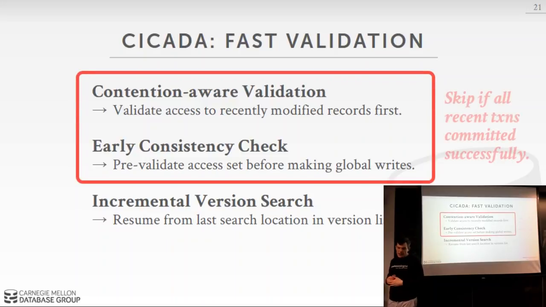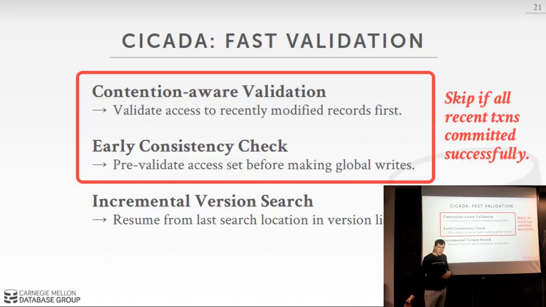All right, so the main idea here is that by being contention aware, if you know that your most recent transactions have committed successfully without having to abort and roll back, then you can skip these steps. And it still doesn't violate your serializable guarantee, because you still have to do the validation at the end, right?